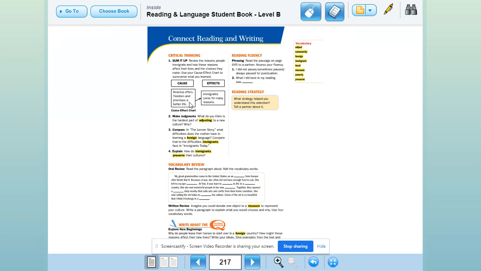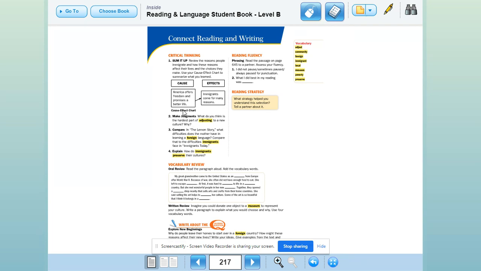So here's an example. America offers freedom and promises a better life. The effect: immigrants come for many reasons.